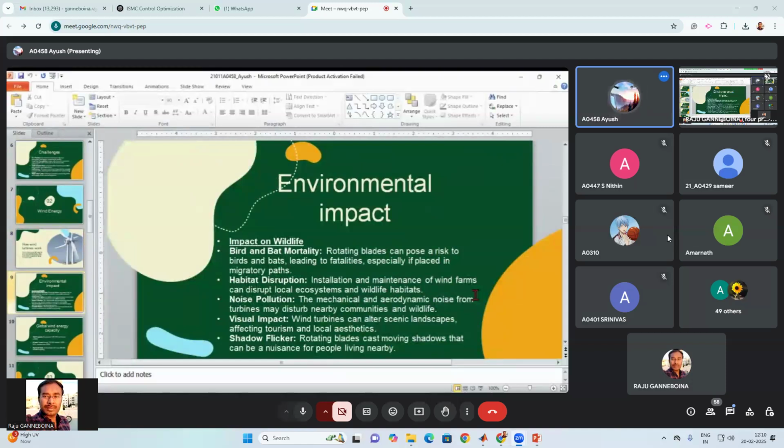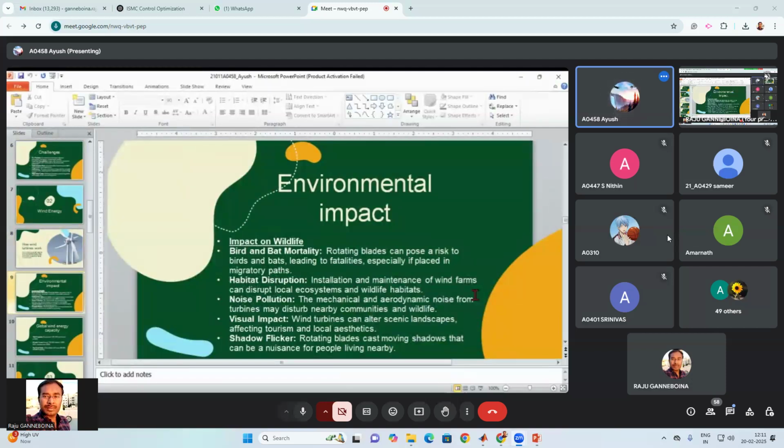Environmental impacts. So the major environmental impacts are on wildlife, which are birds and bats mortality rate. Rotating blades can pose a big risk to birds and bats, leading to fatalities, especially in places of migratory paths.